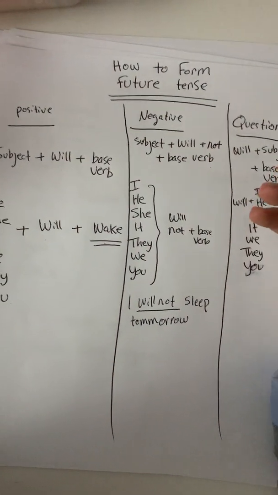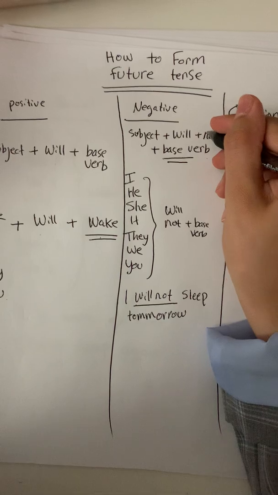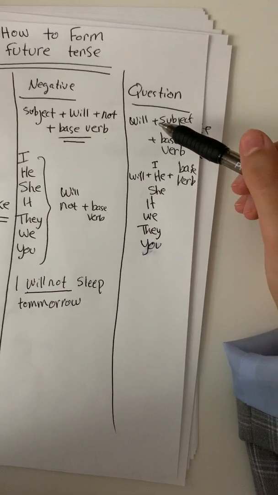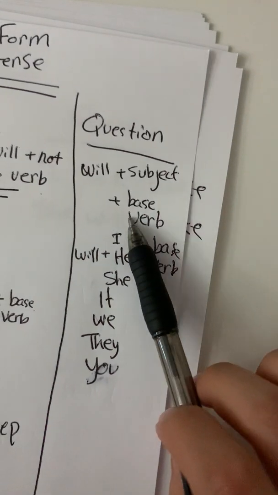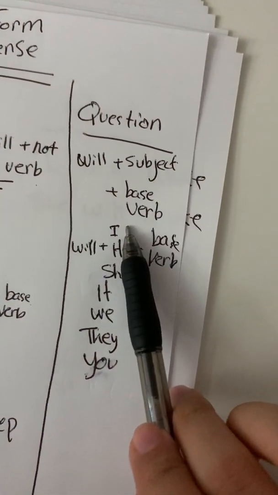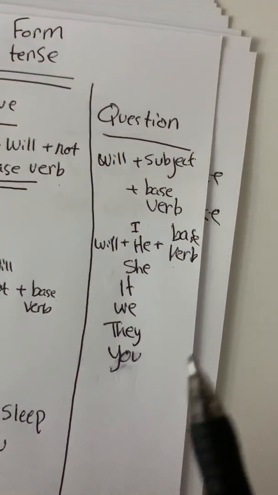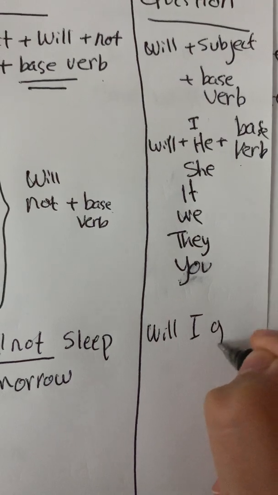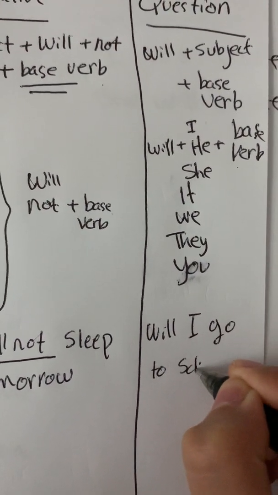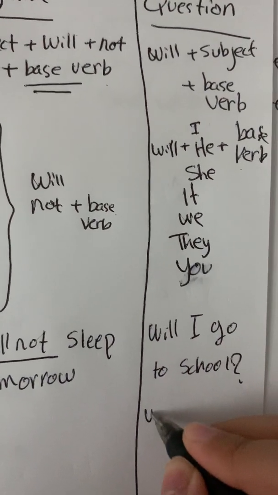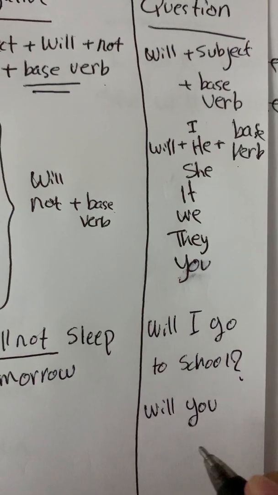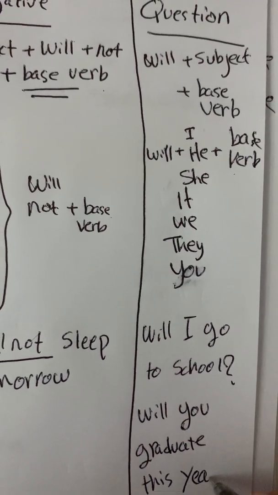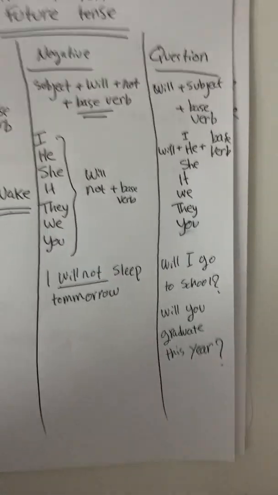So in the negative sentence, remember to also use a base verb, and then we add not to will. Okay, and for the question, you have to do the opposite. What you have to do in the question is move will to the beginning, and then the subject plus the base verb. Will plus the subject plus the base verb. For example, we can say, will I go to school? Or your friend might ask, will you graduate this year? He is asking you if you're graduating or not, okay?